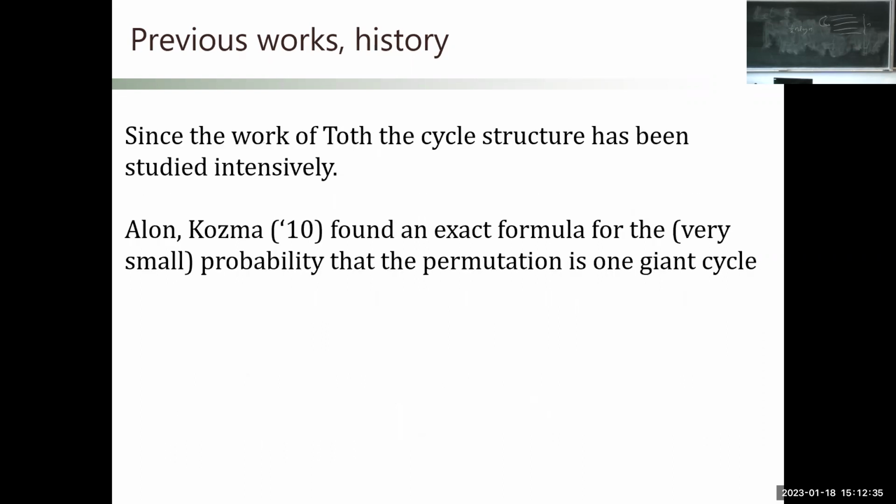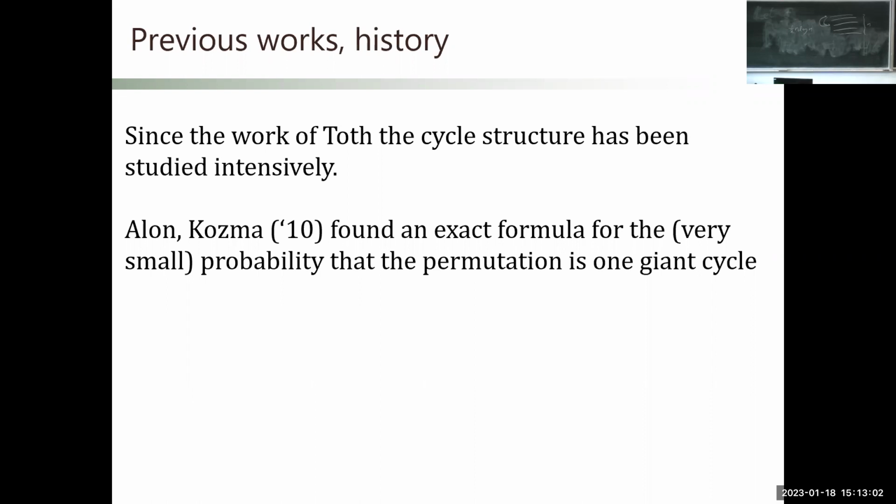Okay, and since the work of Todt, there are many results on the cycle structure of the interchange permutation. One result is by Alon and Kozma. They used representation theory to find an exact formula for the probability that the permutation is one giant cycle. But this probability is pretty small. And what you really want to show is the emergence of long cycles.